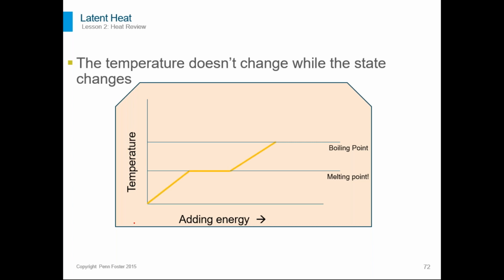and then when it reaches the boiling point, same thing. You add energy for a while with no temperature increase because that energy is being used to change the state, not to increase the temperature. And then once it's vaporized, you can keep adding energy and it'll keep getting hotter.